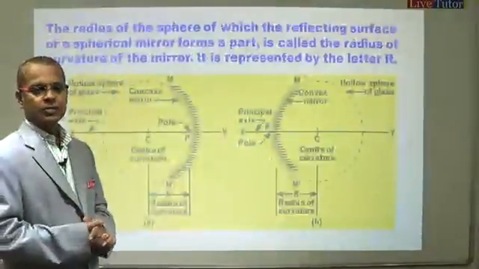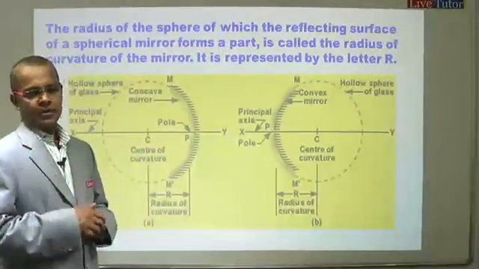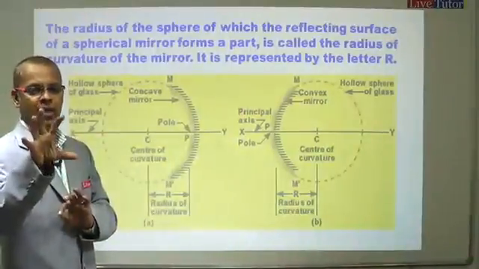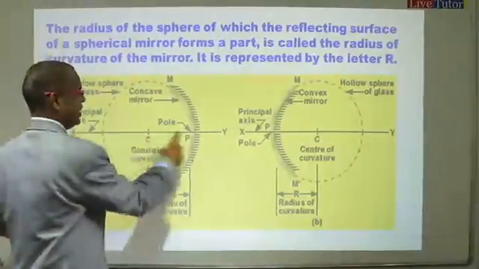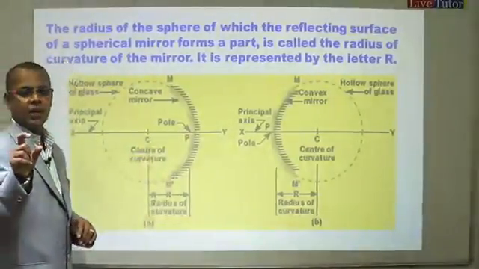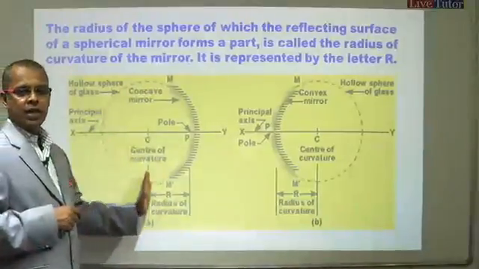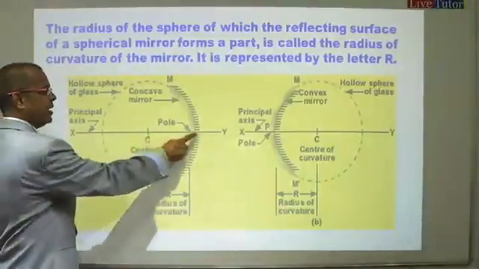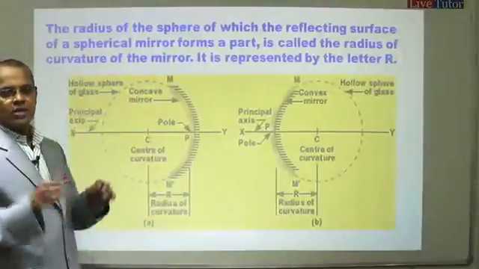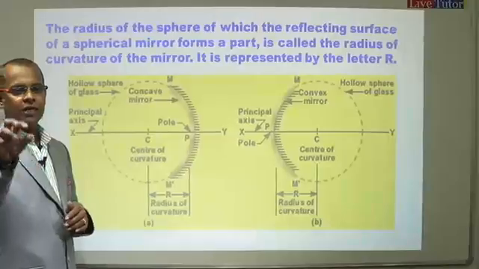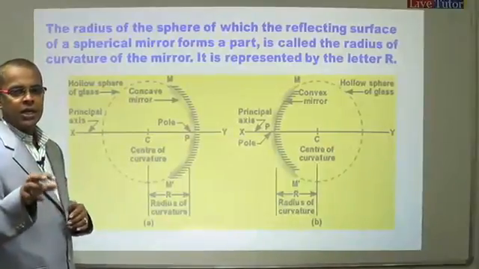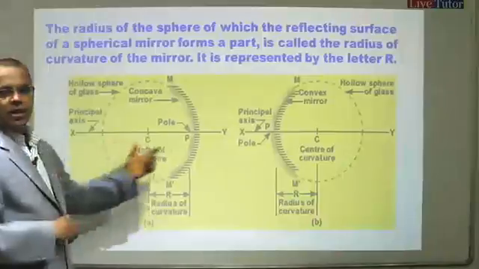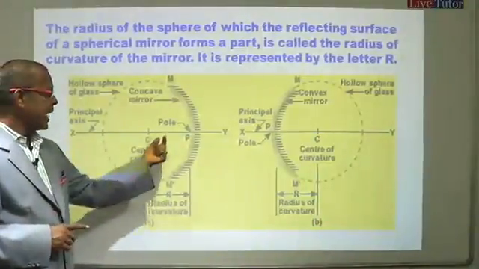The next one, the radius of the sphere. The big sphere I said, from that only we have taken the convex or concave mirror, isn't it? And that sphere has a radius. We have seen the center of curvature and now the radius of curvature. What is the definition? The radius of a sphere of which the reflecting surface of a spherical mirror forms a part is called the radius of curvature, and it is represented by capital R.